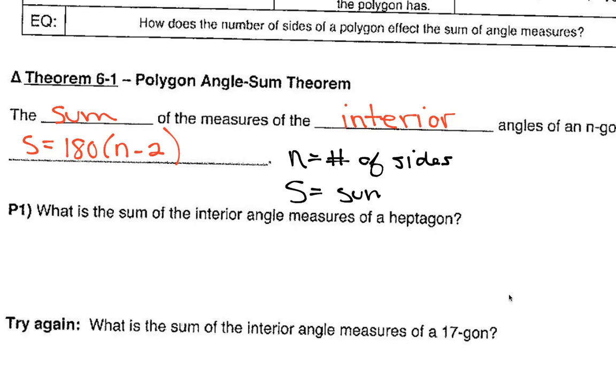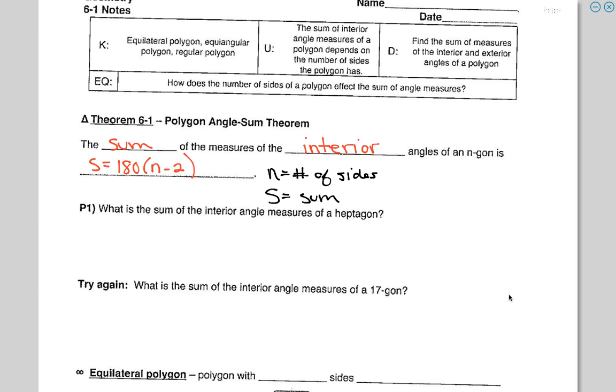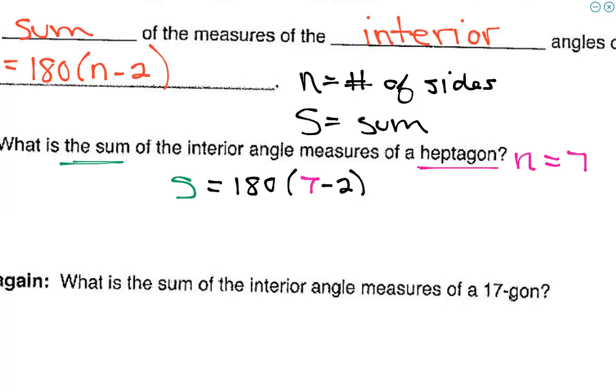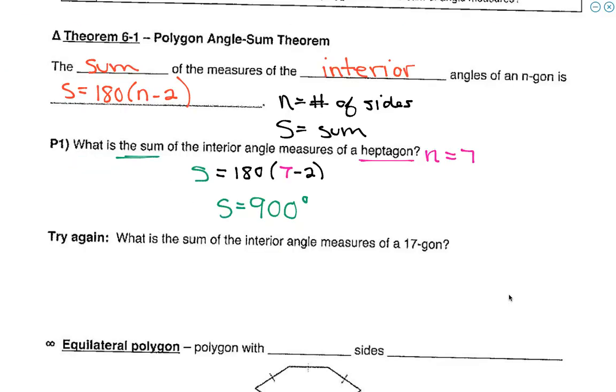S is the sum. So with these little questions, just make sure you understand what is given and what is being asked of us. They're telling us it's a heptagon, so that means n equals 7, and they want to know what is the sum. So S equals 180 times 7 minus 2. That 7 minus 2 is 5, so that's 180 times 5, which is 900. So the interior angles of a heptagon add up to 900.